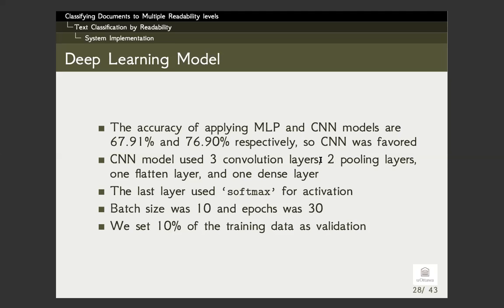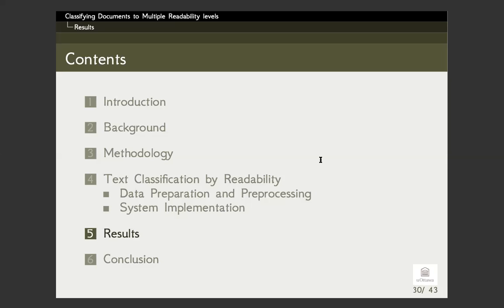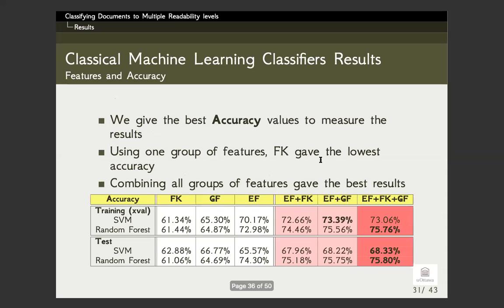We set 10% of the training data as validation. Here we can see the accuracy values of using the CNN classifier, and there is no overfitting in our results. For the results, here we can see the results of our classical machine learning classifiers.